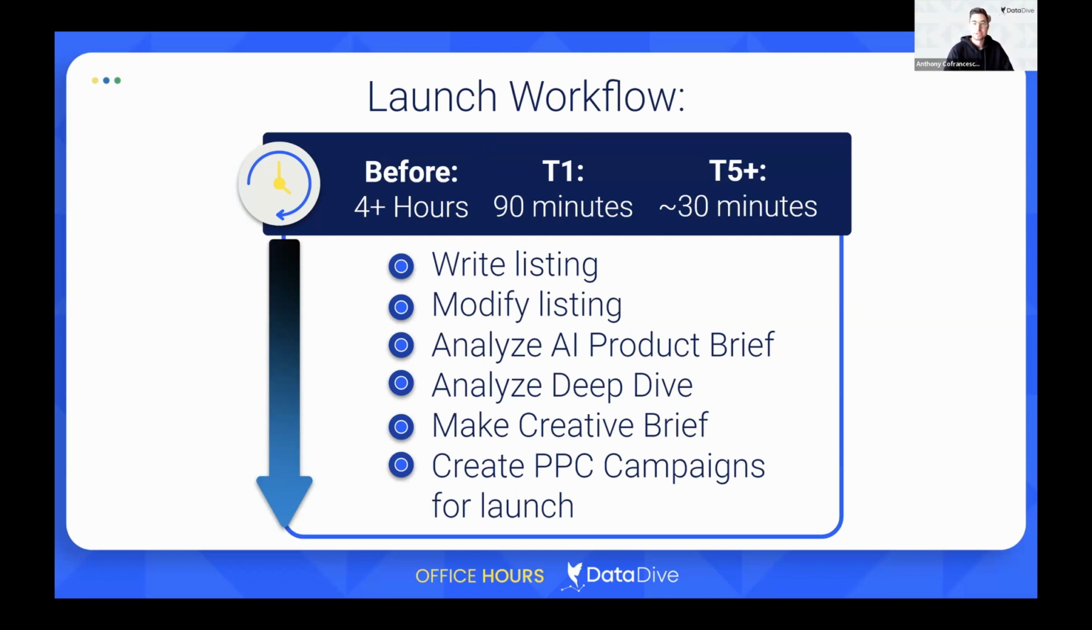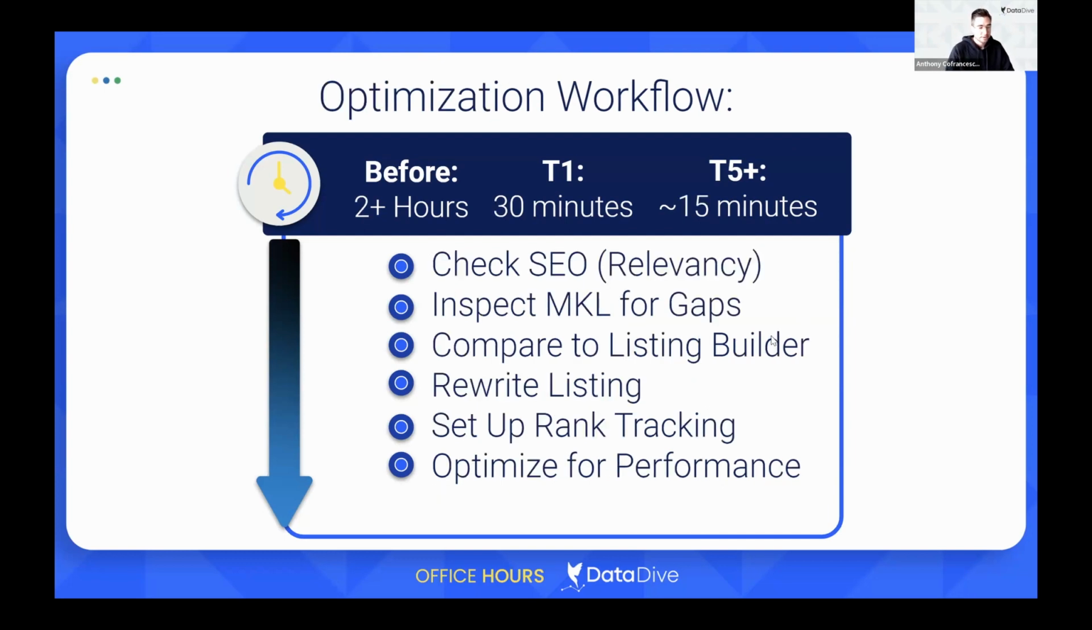You're going to use the information from the AI product brief and deep dive to make a creative brief that you're going to either send to an agency or do the work yourself, photography and graphic design. And then you're going to create your PPC campaigns for launch. So again, in about 30 minutes, you're going to have the nuts and bolts of what you need to successfully launch this product. Okay. Then once you've launched the product, it's up on Amazon.